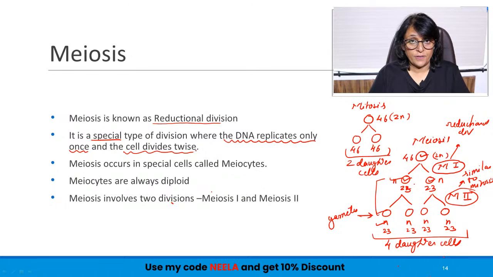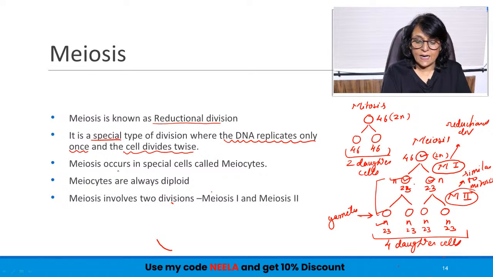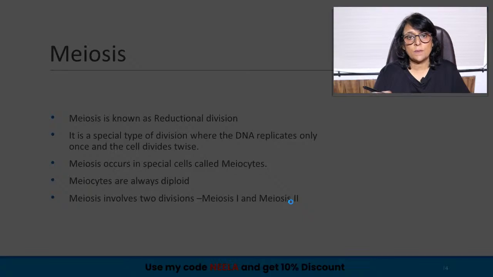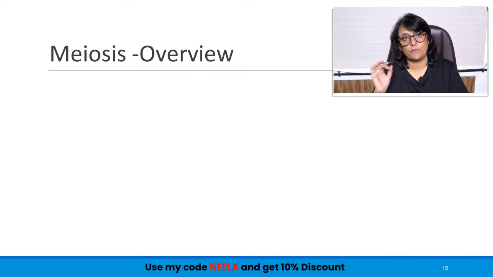This is the most important part, and that is why we need to understand this particular division very, very clearly. It occurs in special cells which are called meiocytes, and meiocytes are always diploid. Mitosis can take place in diploid cells as well as haploid cells, but meiosis will always take place in diploid cells. It involves 2 divisions, meiosis I and meiosis II. So this is just basic information. Now let us have an overview.